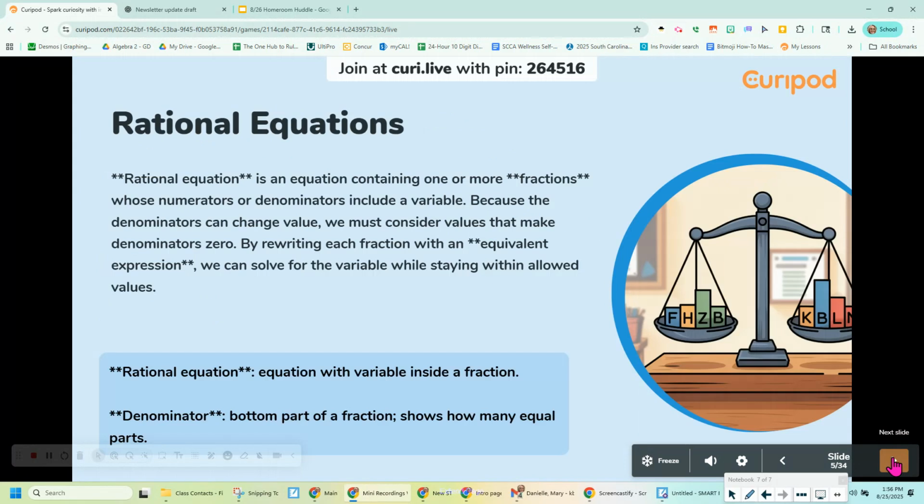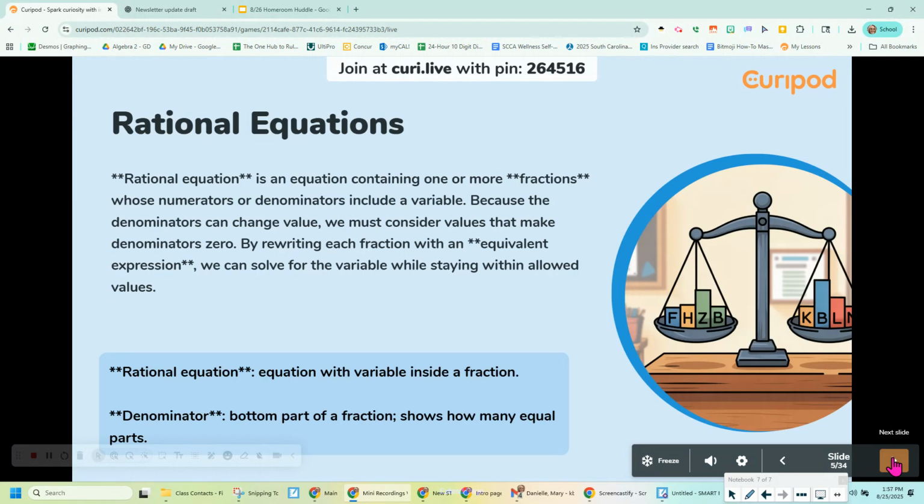So let's dive in. A rational equation is an equation containing one or more fractions whose numerators and denominators include a variable. Because the denominator can change value, we must consider values that make denominators zero. By rewriting each fraction with an equivalent expression, we can solve for variables while staying within allowed values.